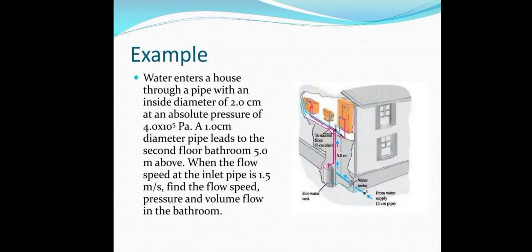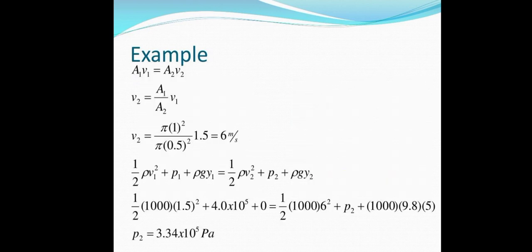Example: water enters a house through a pipe with an inside diameter of 2 cm at an absolute pressure of 4 into 10 to the power of 5 Pascal. A 1 cm diameter pipe leads to the bathroom on the second floor, 5 meter above, and the flow speed at the inlet pipe is 1.5 meter per second. Find the flow speed, the pressure and the volume flow in the bathroom.